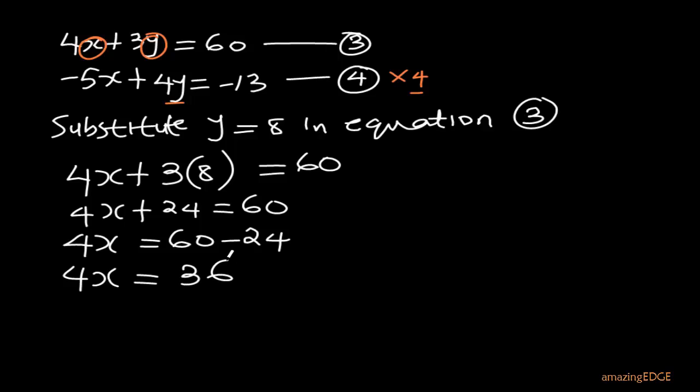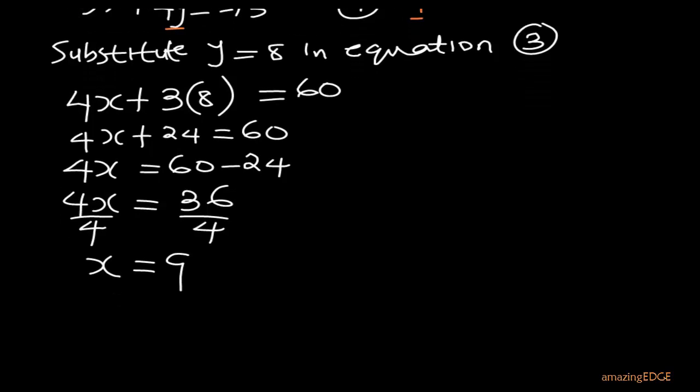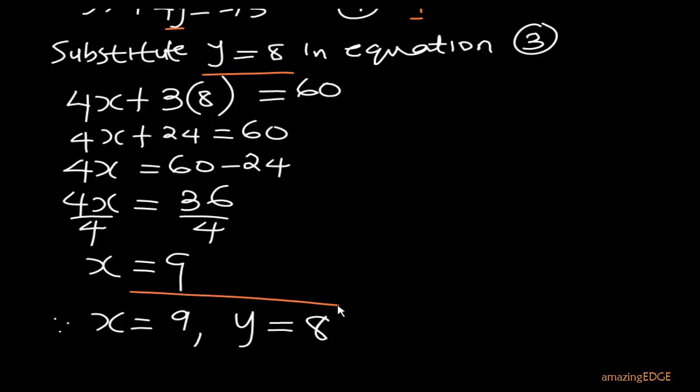So we divide both sides by 4 to get x. This will give us x, then 36 divided by 4 gives us 9. So what we have done now is that our x is equal to 9, and our y is still equal to 8. So this is actually the solution to that simultaneous equation.